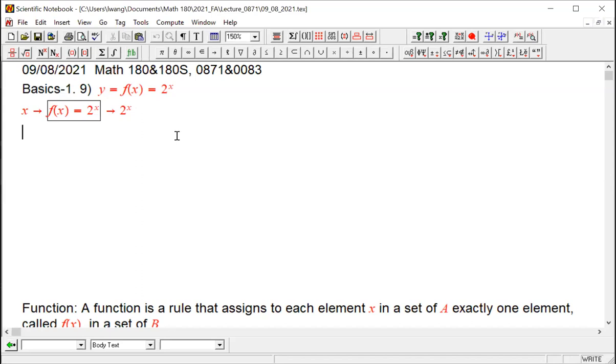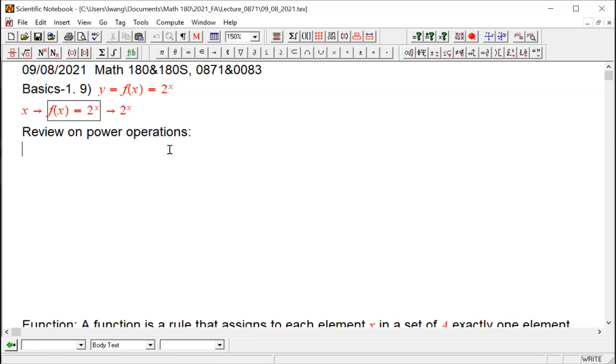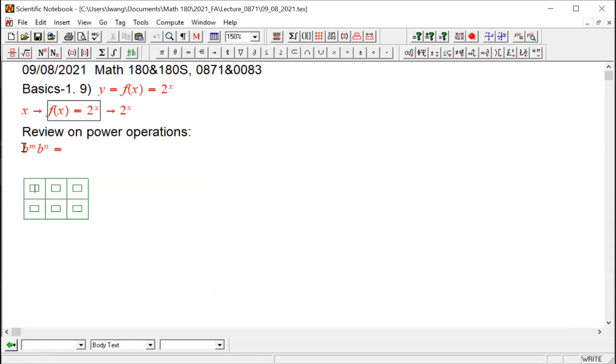Okay, so I think I will review a little bit about the power operation. Do you guys remember any power operation? For example, you might have seen something like this: b to the power m multiplied by b to the power n equals what? B to the power m times b to the power n. Any idea? It's b to the power of m plus n. Very good. Any other opinions?